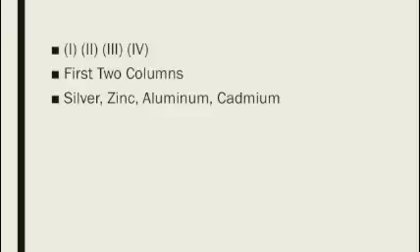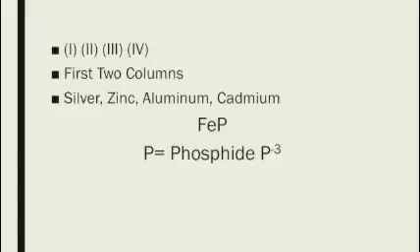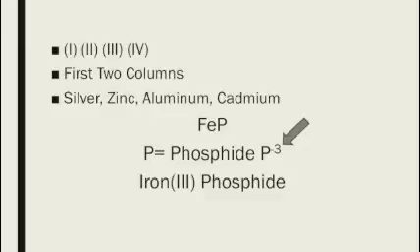We will now name a compound that requires a Roman numeral. When you look up FeP on your ion sheet, you should see P is phosphide. However, you will also see that there are multiple irons. In order to determine which iron to use, you have to look at the charge of phosphide. The charges of both ions must add together to equal 0. Since the charge of phosphide is negative 3, the iron that is correct is iron 3. So the name of the compound is iron 3 phosphide.